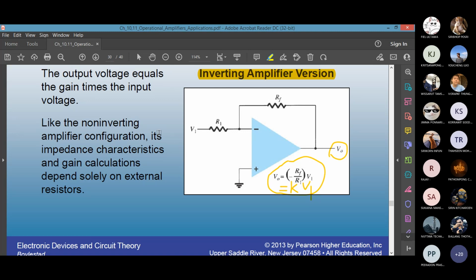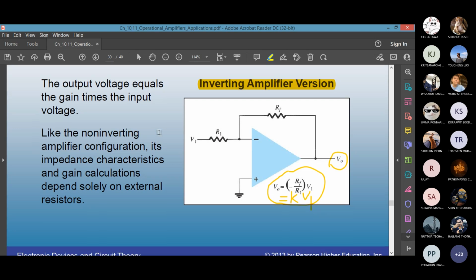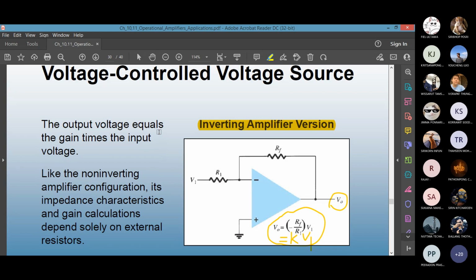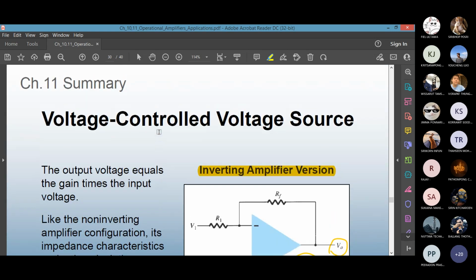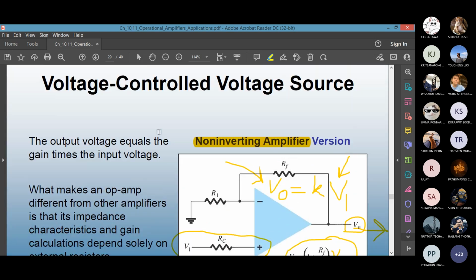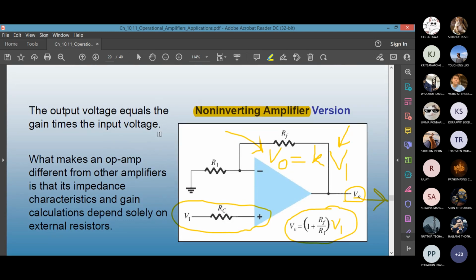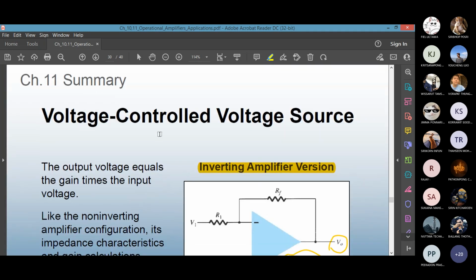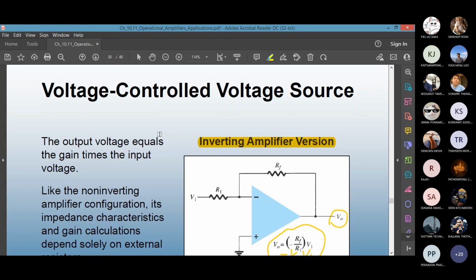No questions? Fine then. What is the next source on our list? We did voltage controlled voltage source. What was the next one on the list? Voltage controlled current source, you think? Are you ready to go to the next part?